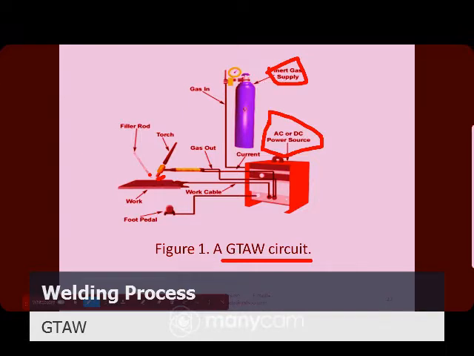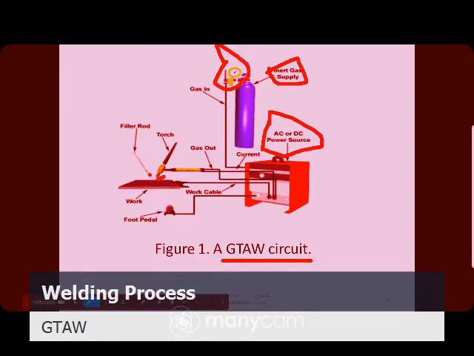As we already said, the shielding gas in this cylinder is an inert gas. Maybe we can use argon or helium, or a mixture of argon and helium. This is the gas container, or what we call the cylinder. And here there is a regulator, and also a flow meter.